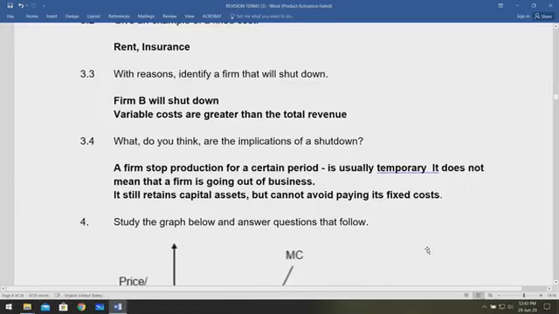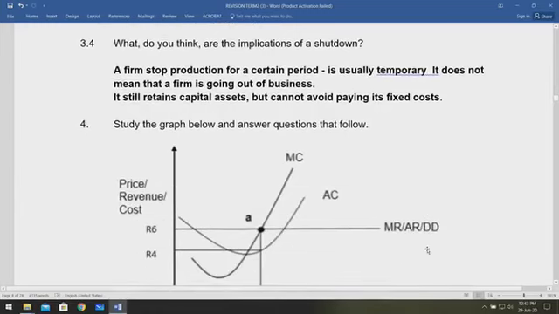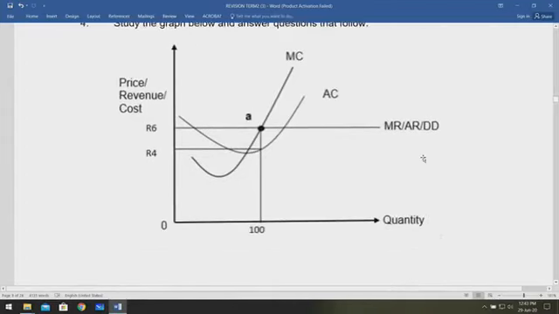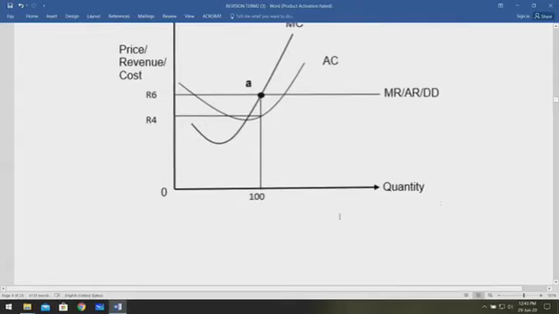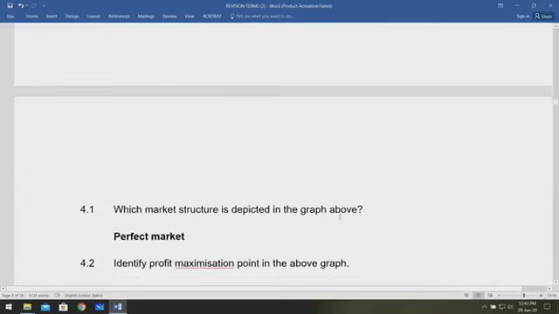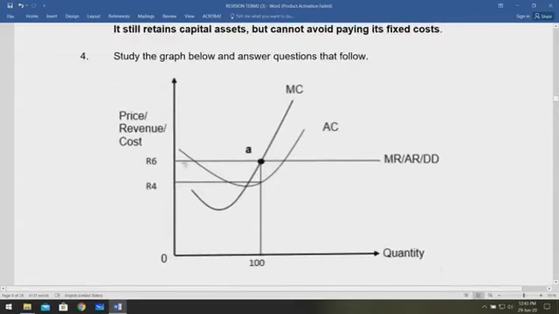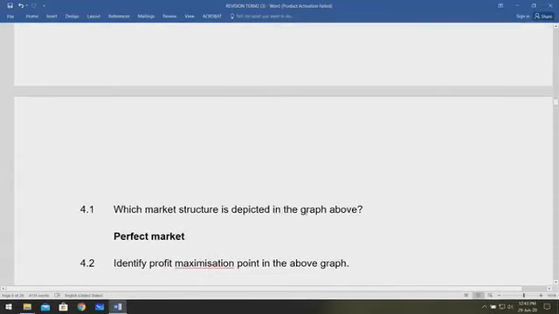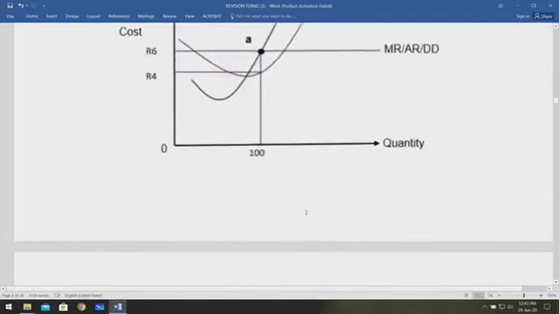Question 4, study the graph below and answer the questions that follow. Very similar to the graph you saw on top in question 1, but you will see the kinds of questions asked now also differ. So even though you can use exactly the same graph, different questions are asked. Okay, the first one, which market structure? That is exactly the same question. Perfect market. And how do we know that it's a perfect market? Because it has a horizontal demand curve. Second question, identify profit maximization point.